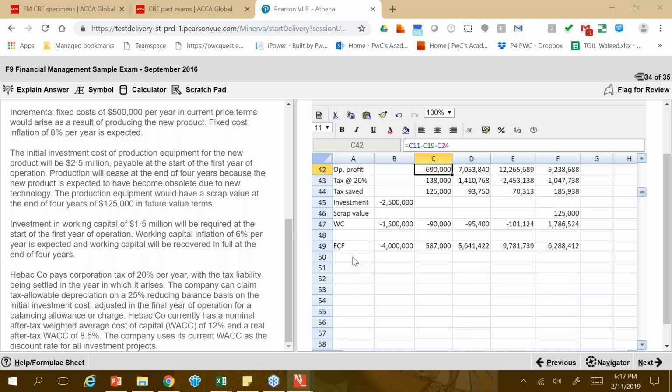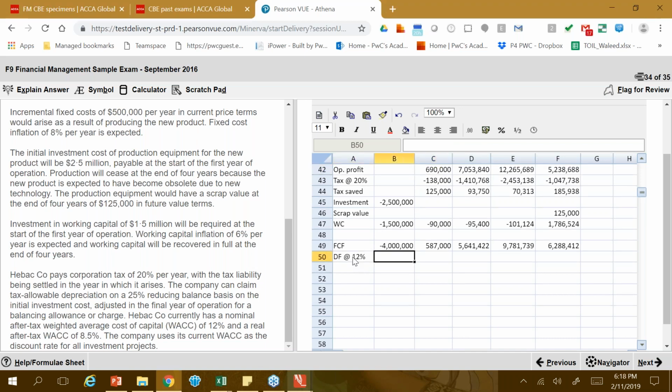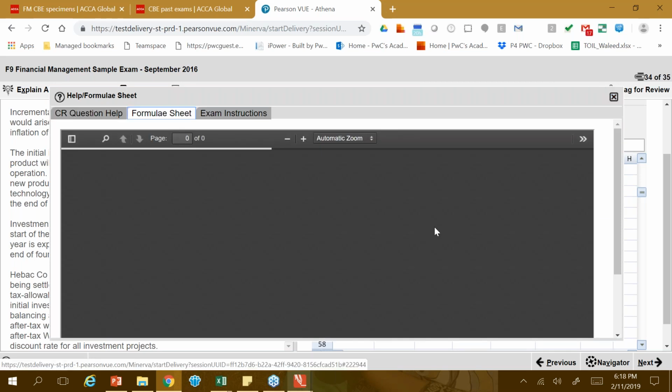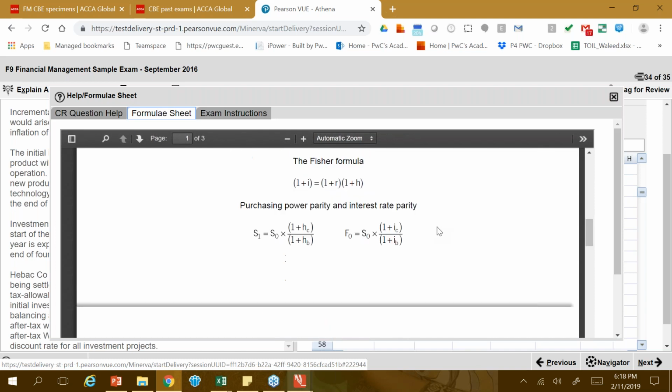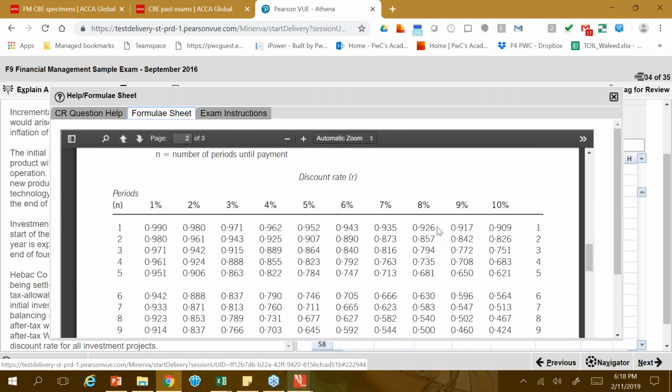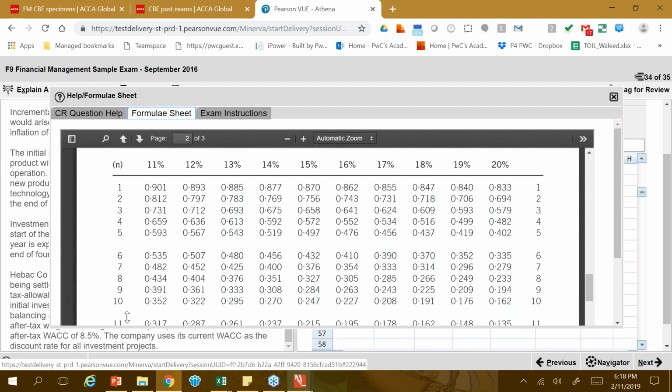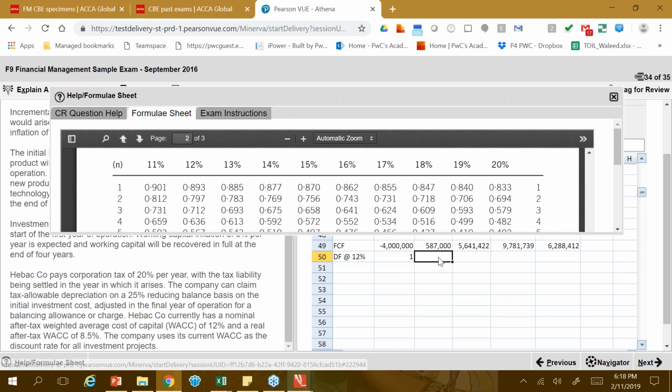This one is for the discount factors at 12%. So 12%, this would be 1. And then we need to see the 12% discount rates. So the formula sheet is here. So 12% discount rates, 12% discount factor. So 0.893, 0.893, 0.893. Then we've got 0.797. We've got 0.712. And we've got 0.636. So we've got the discount factors at 12%.